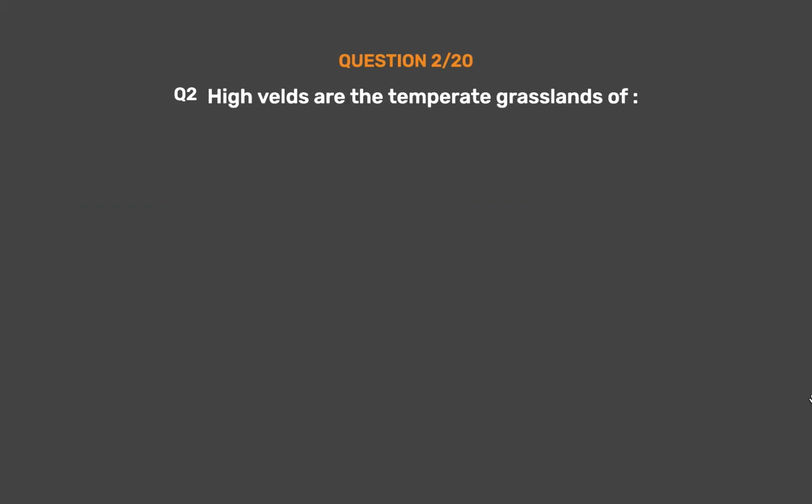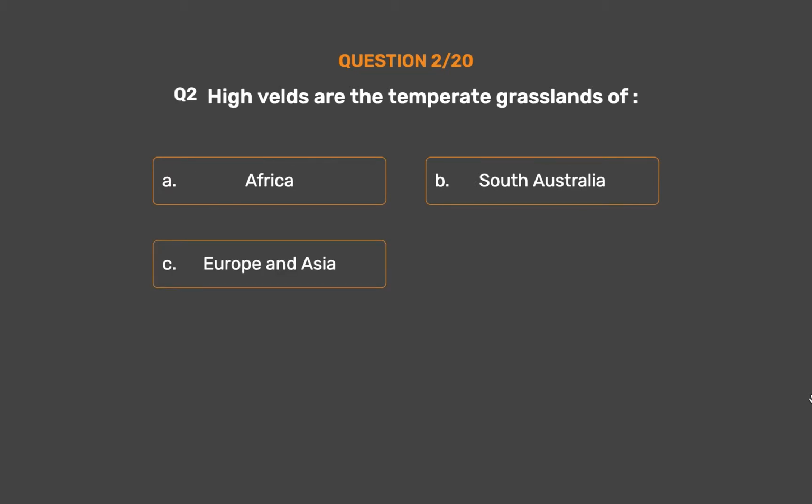Question number 2. High velds are the temperate grasslands of Option A. Africa. Option B. South Australia. Option C. Europe and Asia. Option D. South America.